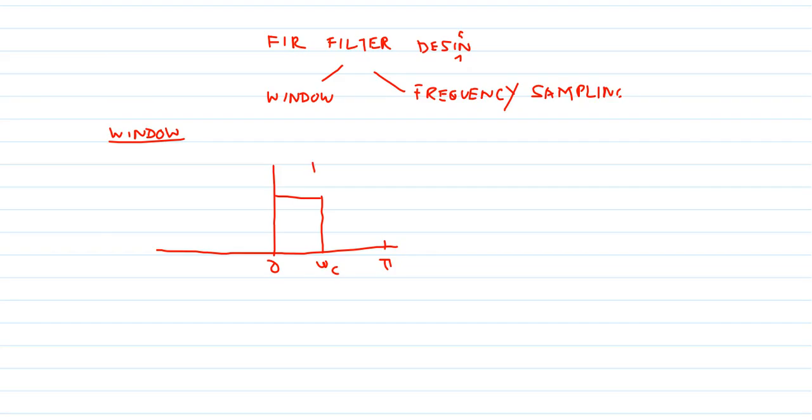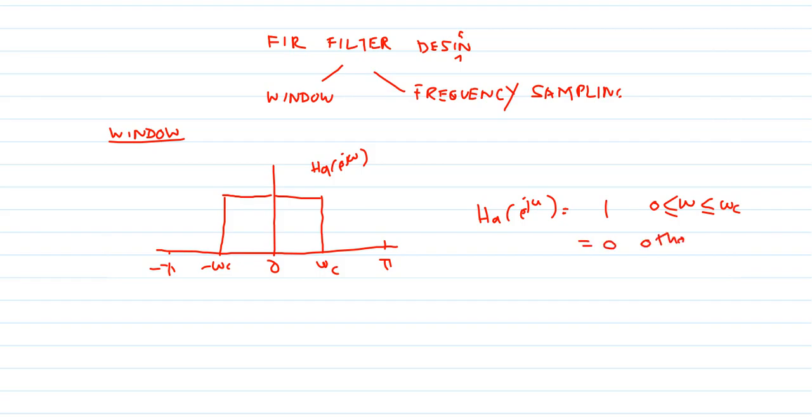This is Hd of e power j omega, that's the frequency response, right? Similarly, I'm putting it in the negative also: minus omega c, and this is minus pi. So we can write Hd of e power j omega is equal to 1 when omega is greater than 0 and less than omega c, and it is equal to 0 otherwise. Now we'll try to design a filter. This is the frequency response that is desired, a low pass filter frequency response.